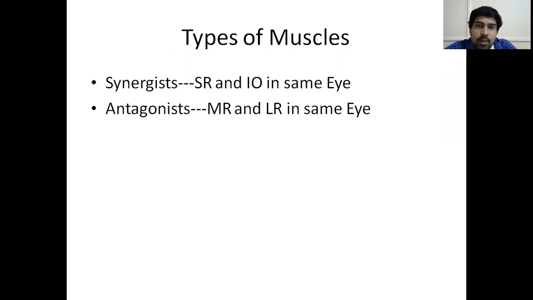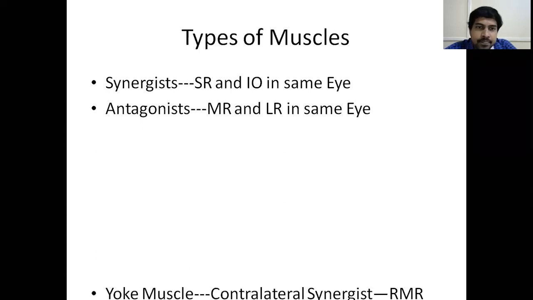Antagonists are muscles with opposite action. For example, in the right eye, the medial rectus causes inward movement, and the lateral rectus causes outward movement. So medial rectus and lateral rectus in the same eye are antagonists to one another. So antagonist is two muscles in the same eye with opposite actions. Example, medial rectus and lateral rectus in the same eye.